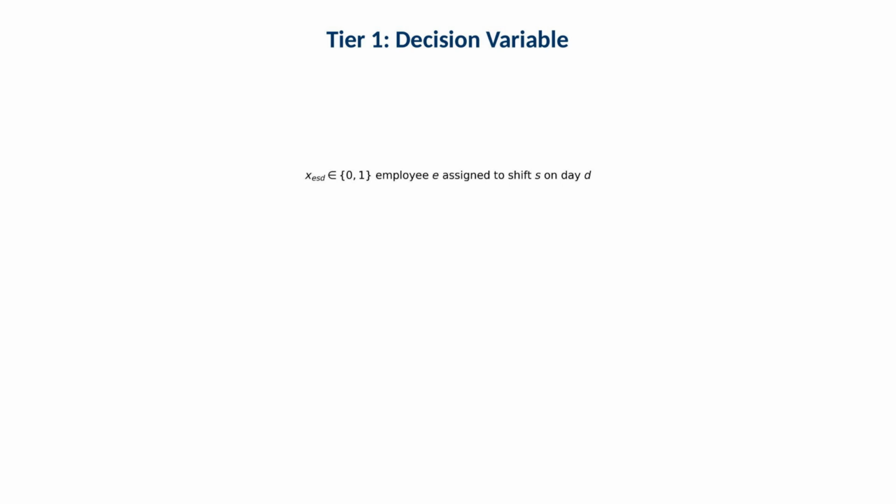Operationally, this variable is the lever the scheduler controls. Everything else in the model, cost, coverage, skills, feasibility, flows from these assignment decisions. Once you have a clean decision variable, you can reason clearly about constraints like one shift per day or cannot assign someone when unavailable, because those rules become simple statements about allowable assignment patterns.